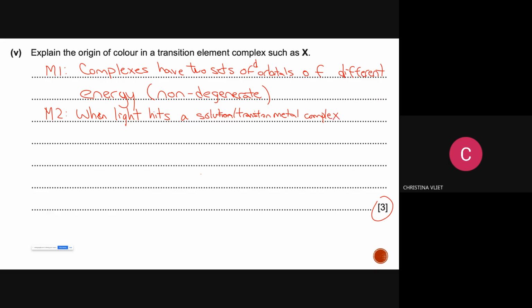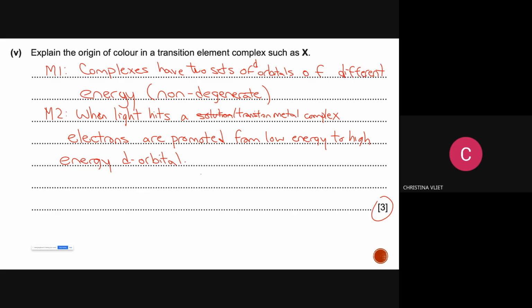You don't even have to say solution, I have to say transition metal complex. When light hits a transition metal complex, electrons jump from the lower energy d orbital to the higher energy d orbital. The word they use is "promoted". I like to use the word promoted, but they jump from the low energy to high energy d orbital. That's the second mark. We got two. All right, where's the third?